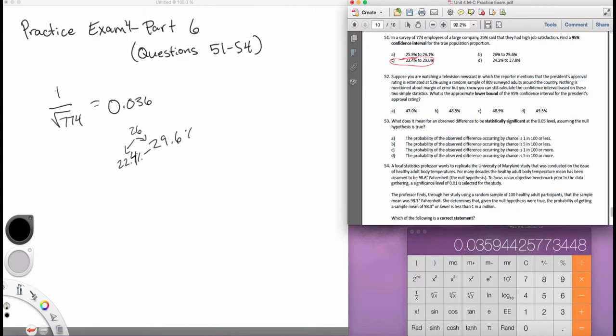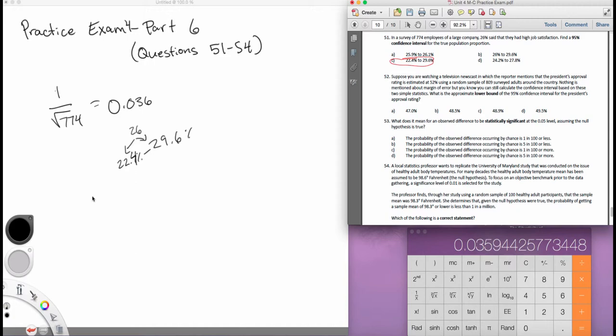Next question is 52. Suppose you're watching television newscasts in which the reporter mentions that the president's approval rating is estimated to be about 52% using a random sample of 809 surveyed adults in the country. Nothing is mentioned about the margin of error, but you know that you can calculate the confidence interval based upon those two simple statistics. We want to know what the approximate lower bound of the 95% confidence interval for the president's approval rating would be.